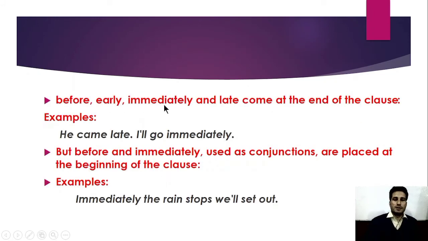Before, early, immediately, or late come at the end of the clause. These adverbs are put at the end of the clause. He came late, I'll go immediately. But before and immediately used as conjunctions are placed at the beginning of the clause. If these two words, before and immediately, are used as conjunctions, we normally put them at the beginning of the clause. Immediately the rain stops, we'll set out. Okay.